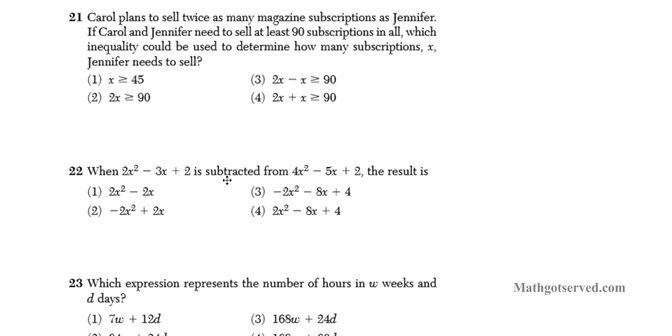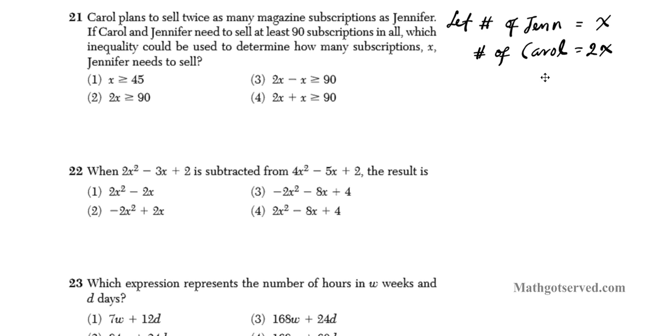Okay, so Carol's number is described in terms of Jennifer's number. So Carol's number is dependent on Jennifer. So when declaring our variables, we're going to declare the independent variable first. Okay, so let the number of Jennifer's subscriptions, I'm going to say let number of Jen equal X. Then the number of Carol is going to be twice that. The number of Carol is simply going to be 2 times X.